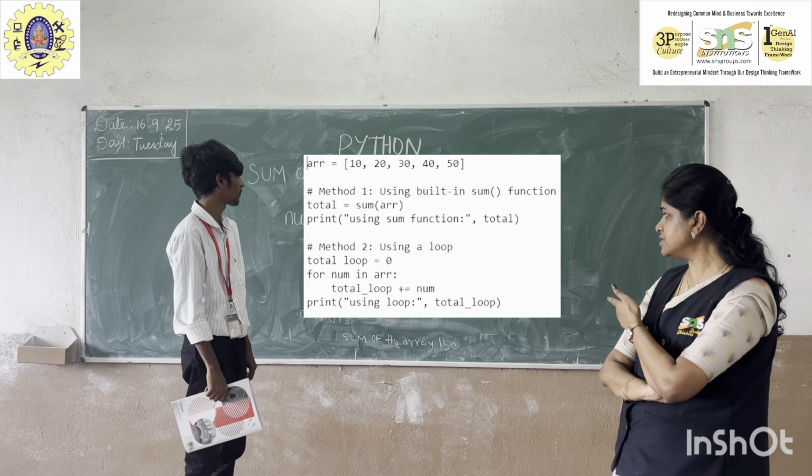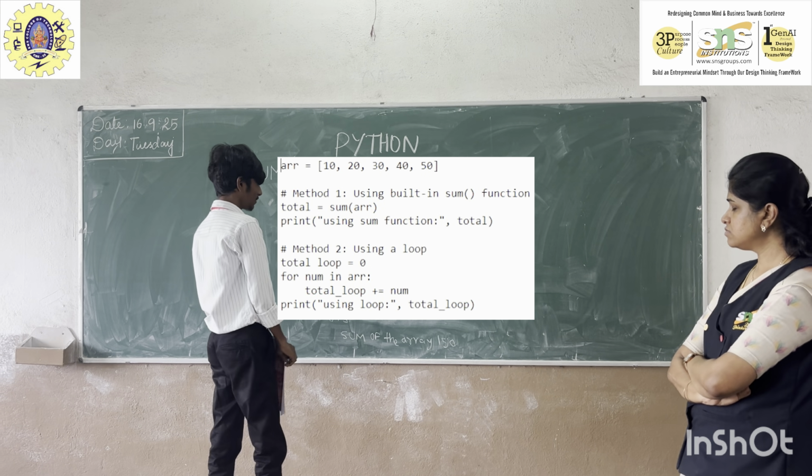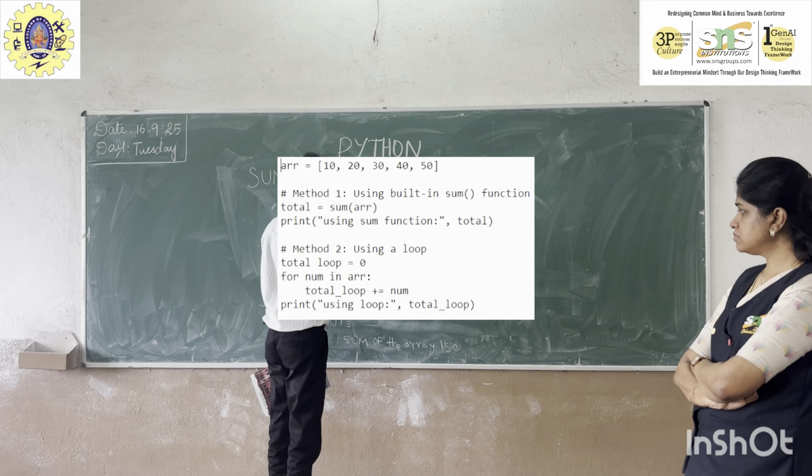Sum of array: numbers equal to enter elements into the list 10, 20, 30, 40, 50. Total equal to sum of numbers. Sum of numbers gives all values in the list. Print sum of the array, the total sum of the array.